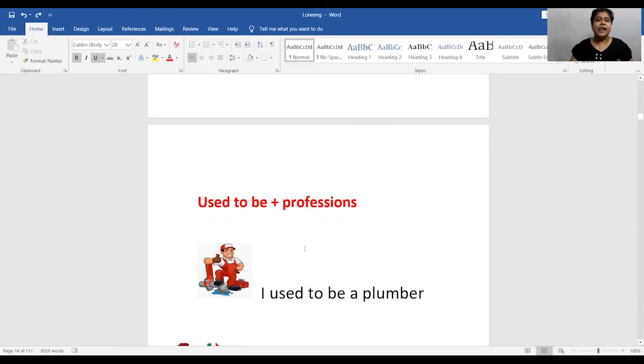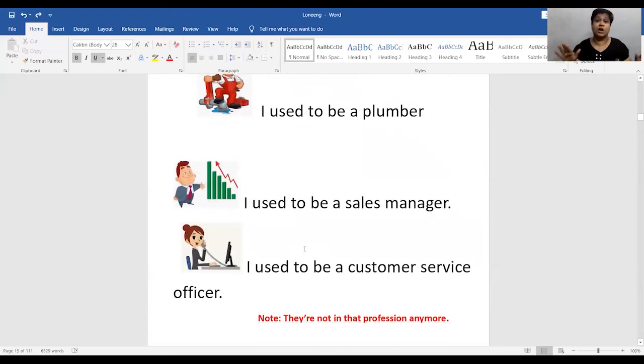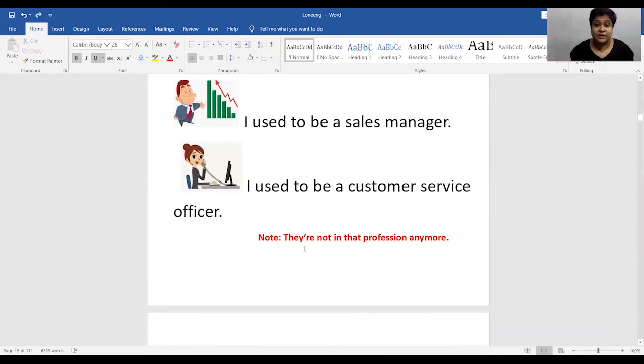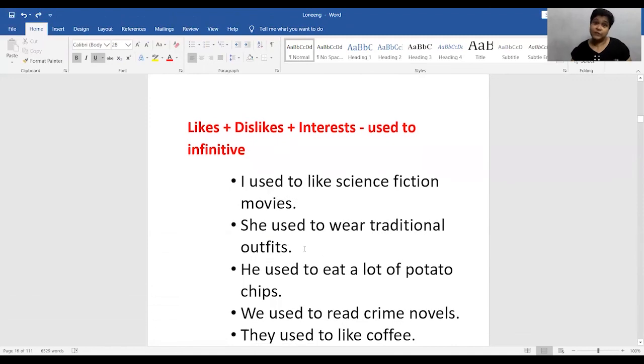Okay? Let's move on. A few examples: used to followed by professions. I used to be a plumber, which means he's no longer a plumber. Probably he studied, got his degree, and now he's working at some office. I used to be a sales manager, which means right now he's not a manager. I used to be a customer service officer, which means right now she's not a service officer. So take a look here. Note that they are not in that profession anymore, which means currently they're not that. They've changed their jobs. They've gone to different positions, hopefully for the best.